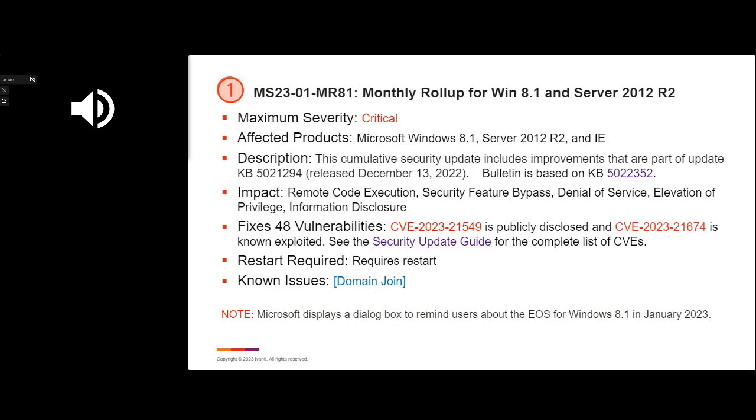I think, as Chris mentioned, 8.1 is actually end of support here in January as well. Not a lot of people out there using it anymore. I know that for sure. Although Server 2012 will continue with normal support, like I said, until October. But there is a dialog box that pops up in the 8.1 version warning you that end of support is coming this month, and it is now here. They addressed 48 vulnerabilities in this particular monthly roll-up this month.